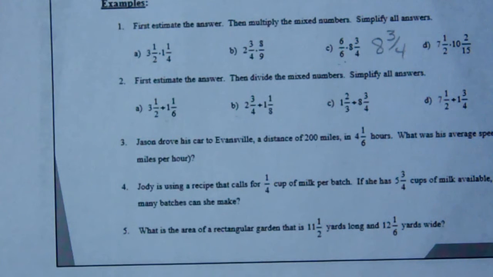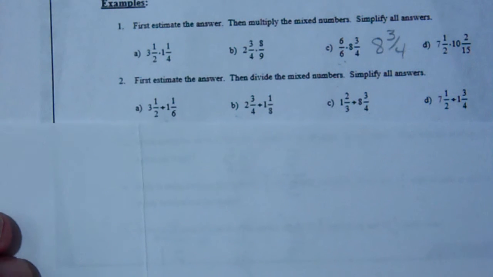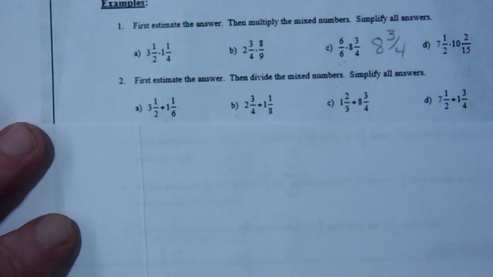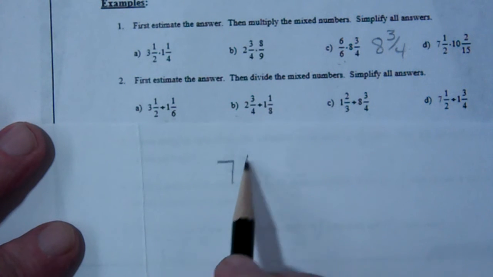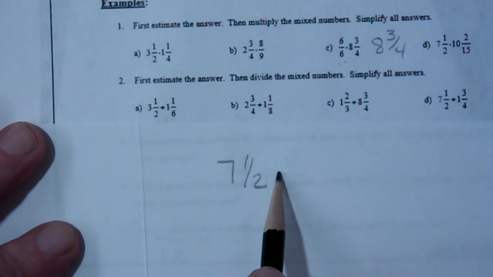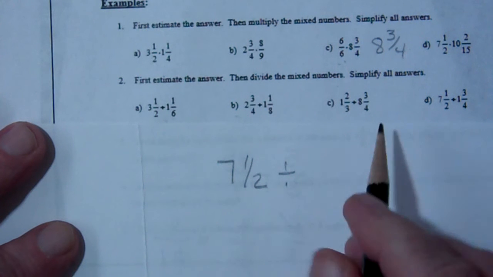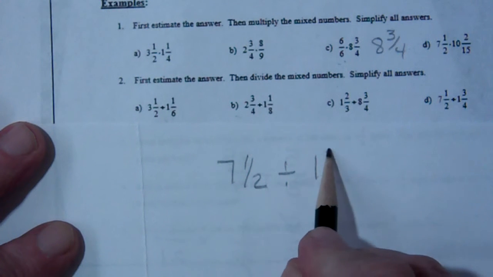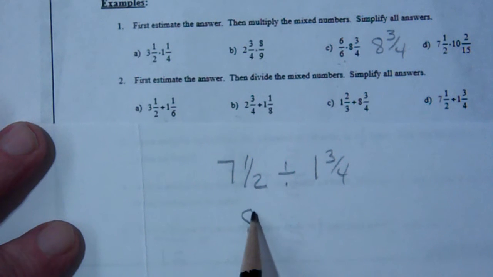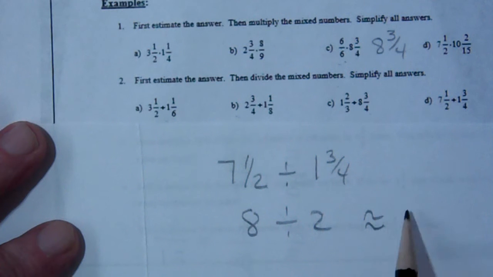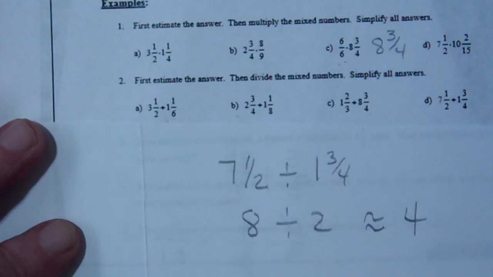And so we look at the next batch of them. These look like addition symbols, but they're really division symbols. And let's just take the last one. It says 7 1/2, and it is being divided by 1 3/4. Now to estimate the answer, we would call this perhaps 8 divided by 2. So again, we expect the answer to be around 4.